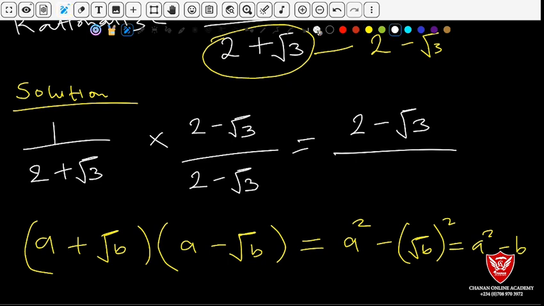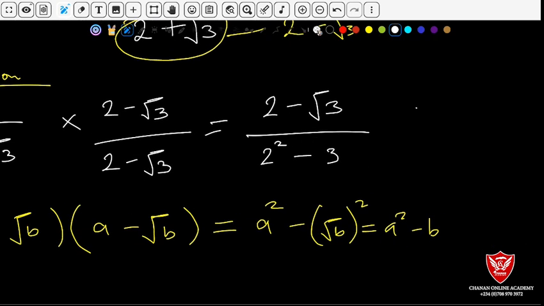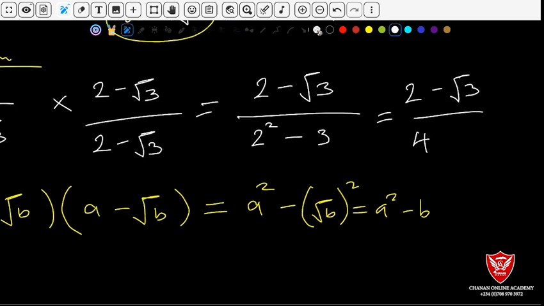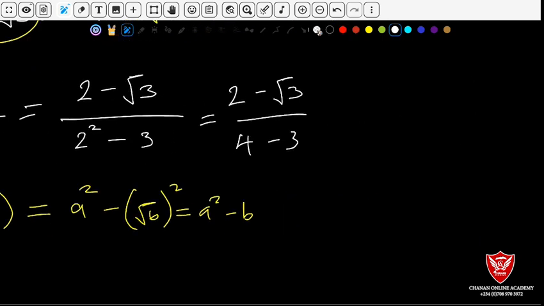All right, so having this, let's quickly do that. So we have 2 raised to the power of 2 minus 3, and then if we do this, you're going to have 2 minus root 3 all over 4 minus 3, and then this is going to give us 2 minus root 3, since 4 minus 3 is going to be 1. So this is going to be our answer. All right, so let's take more examples.